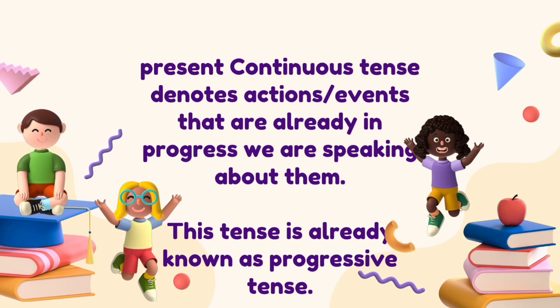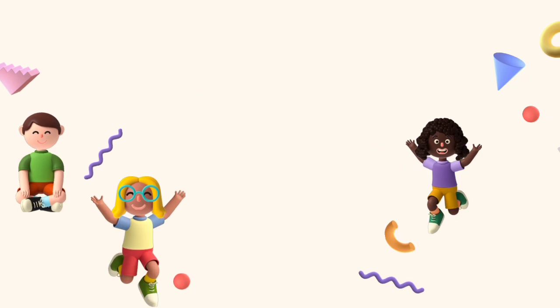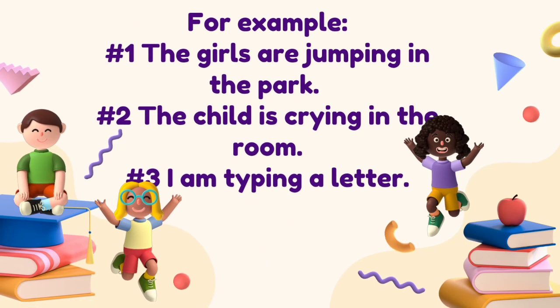Present continuous tense denotes actions or events that are already in progress. We are talking about them. This tense is also known as progressive tense. For example, the girls are jumping in the park. The child is crying in the room. I am typing a letter.